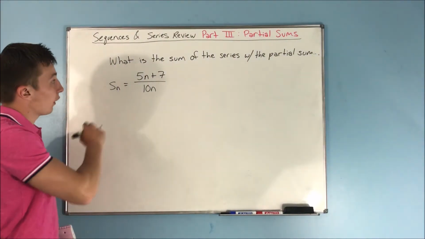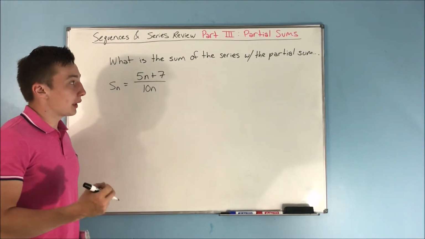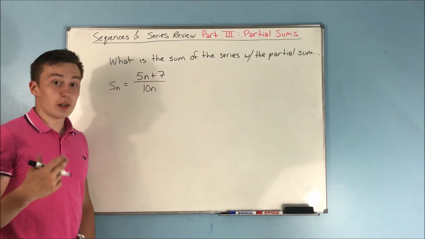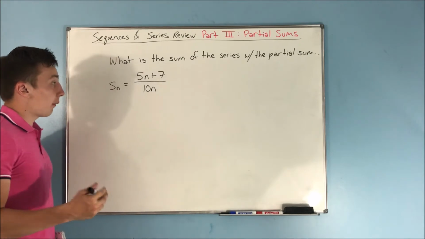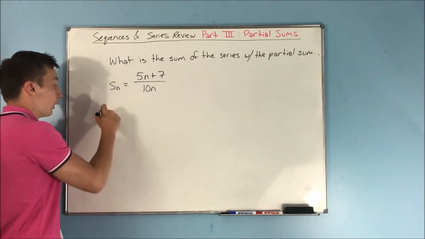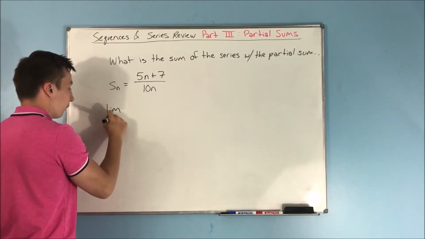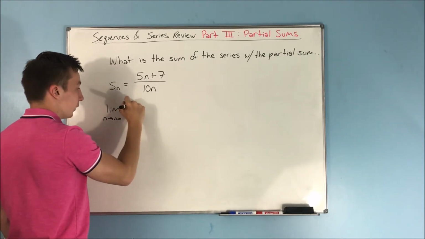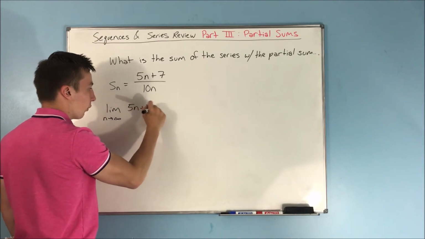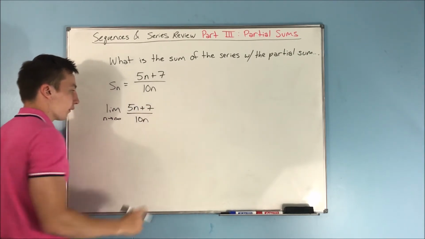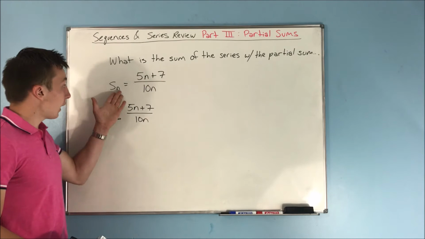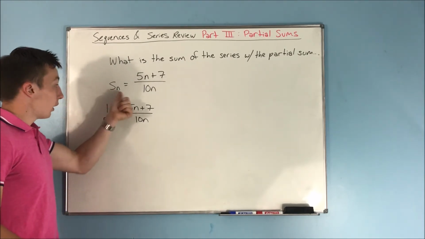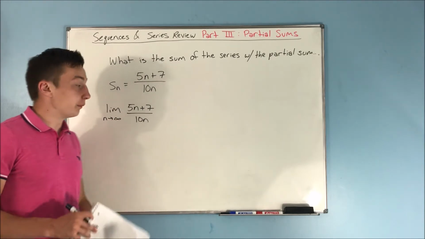And we have the question on the board: what is the sum of the series with the partial sum S sub n equals 5n plus 7 over 10n? Now, as I was talking about before, we take the limit as n approaches infinity of our partial sum, which is now 5n plus 7 over 10n. Okay, this is not our a sub n. This is not where our terms are going, it's where the sum of our terms is going.